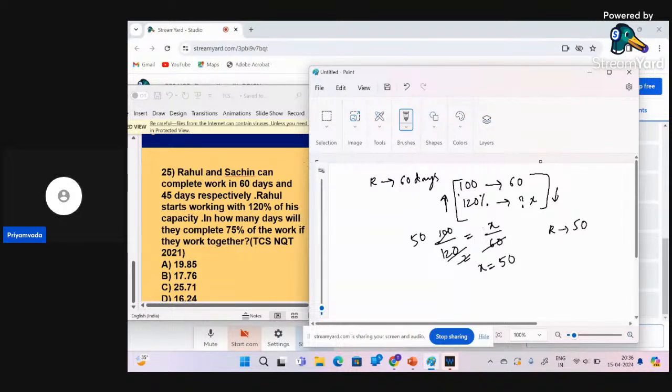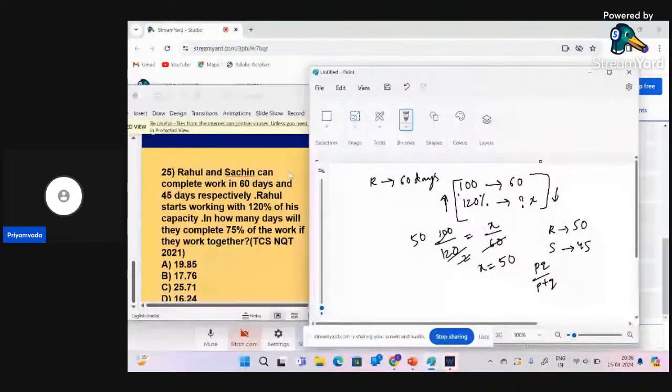Now what is the other person, Sachin? He can finish that work in how many days? 45 days. Is he using 100% of his efficiency? Yes, he's using 100% of his efficiency. They didn't mention anything about Sachin, right? So we'll calculate the time taken by both of them to complete the work. That is PQ by P plus Q. But that is not what they are asking us. What are they asking actually? In how many days will they complete 75% of the work if they work together?